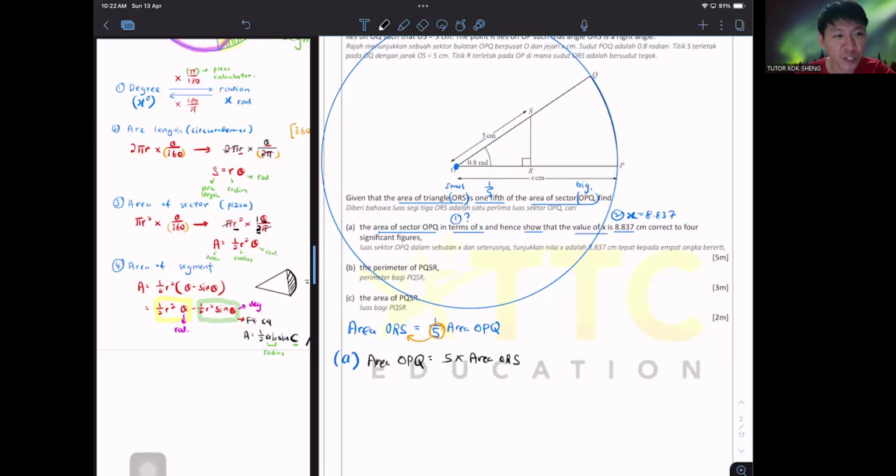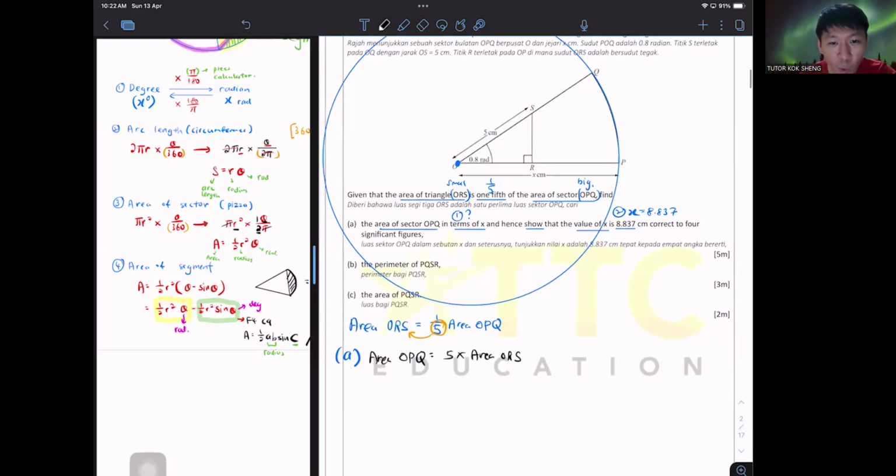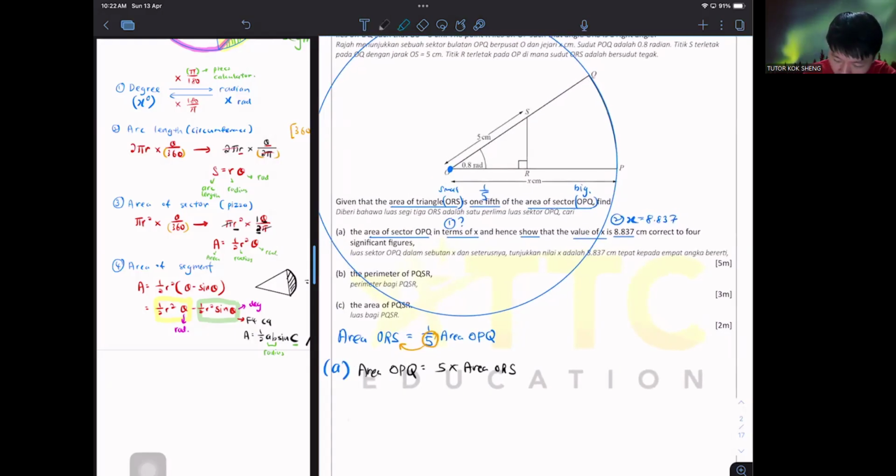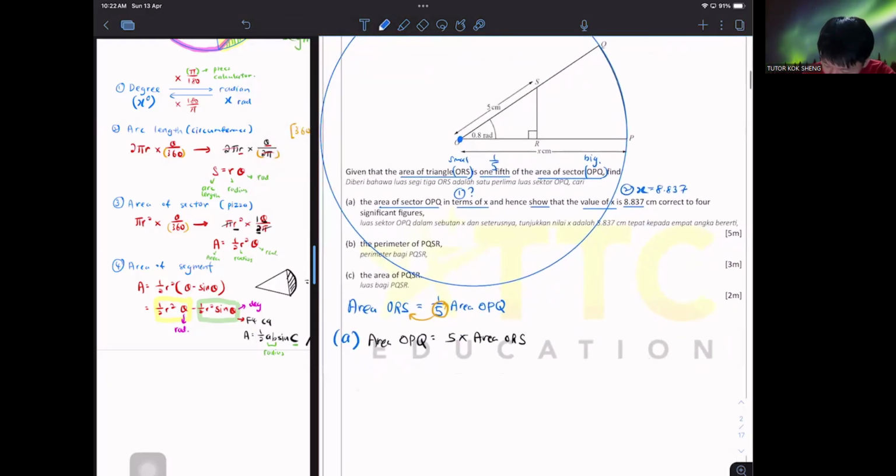Easy, 5 marks. Area ORS, okay. ORS is a triangle. This part is the triangle, and it is a 90-degree triangle. So for this area we can go for the triangle area formula. I think I didn't write it here, right? Yeah, I didn't write it here, because this is a triangle.